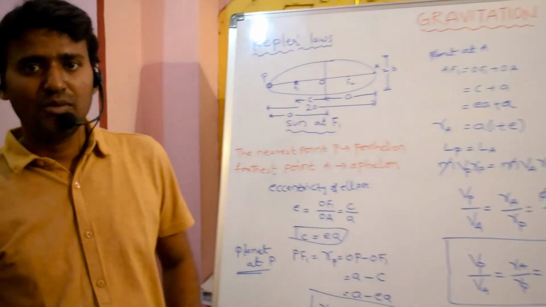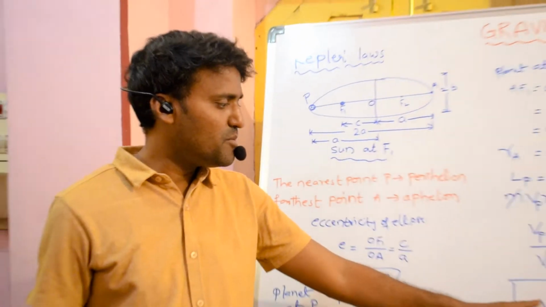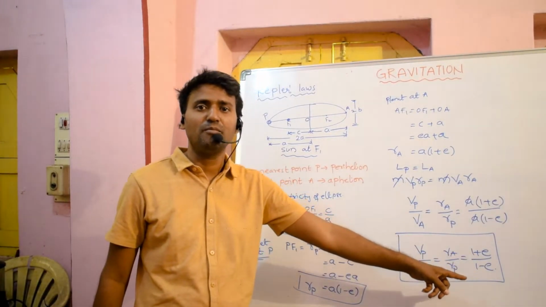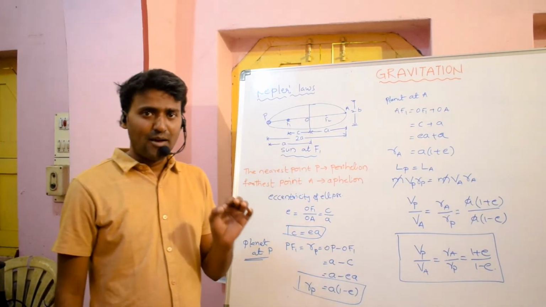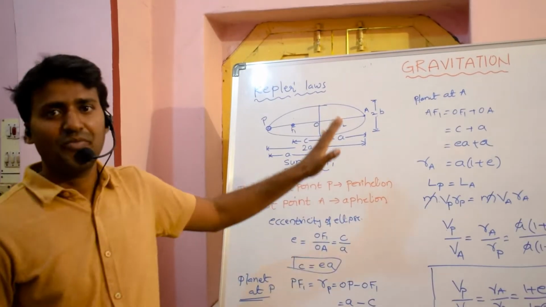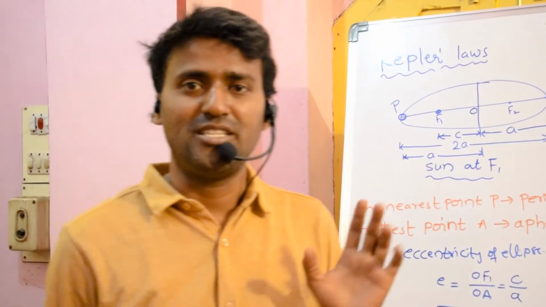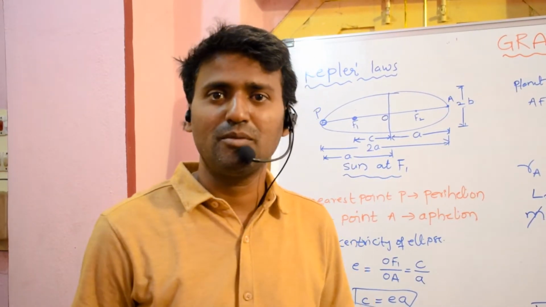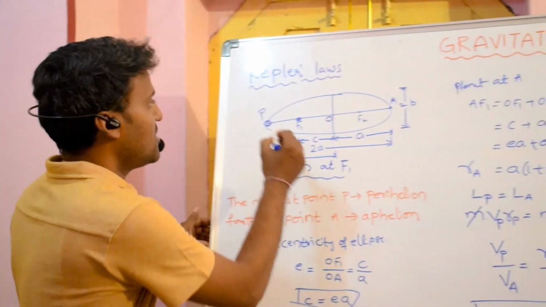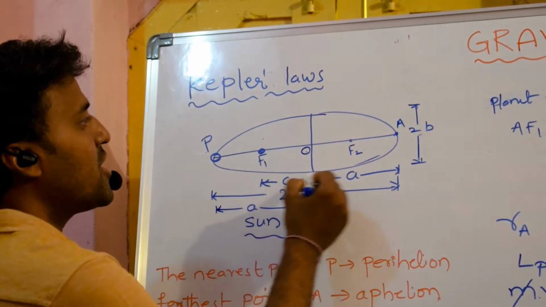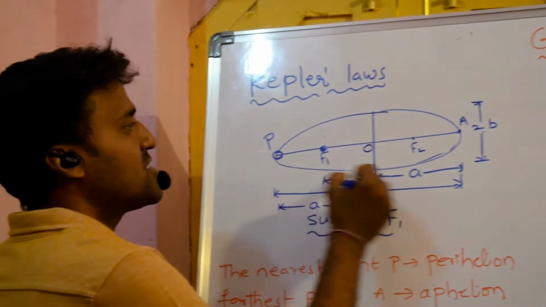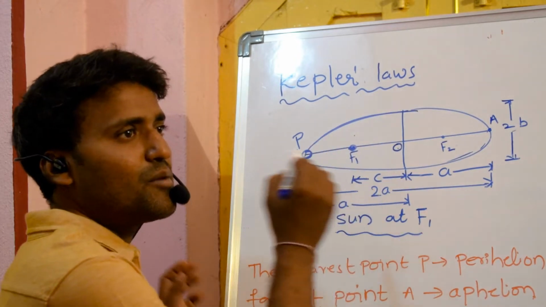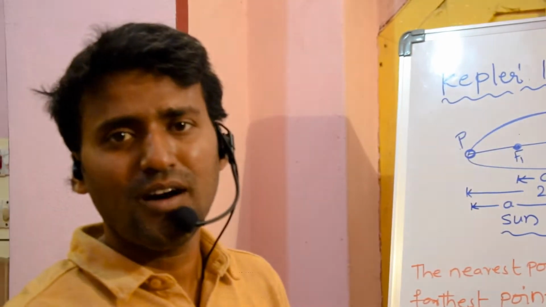So we have this Kepler's first law equation: Vp divided by Va is equal to Ra divided by Rp is equal to 1 plus E divided by 1 minus E. I am repeating Kepler's law once again. What is Kepler's law? Law of orbit. Kepler's first law is nothing but the law of orbit. What does law of orbit mean? All planets are revolving around the sun in a particular orbit. That is called law of orbit.